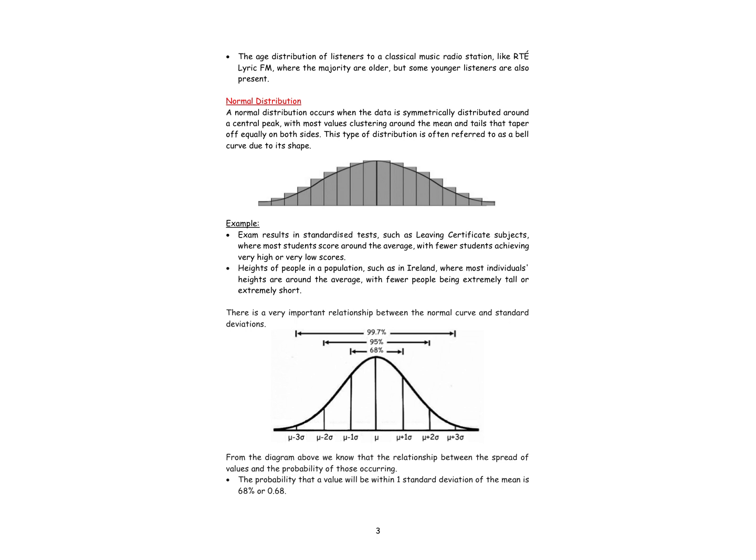The last type of distribution that you need to know is the normal distribution. A normal distribution occurs when the data is symmetrically distributed around a central peak, with most values clustering around the mean and tails that taper off equally on both sides. This type of distribution is often referred to as a bell curve due to its shape.